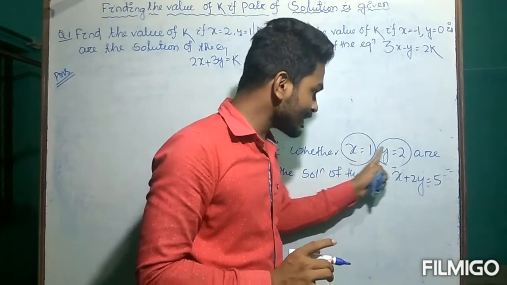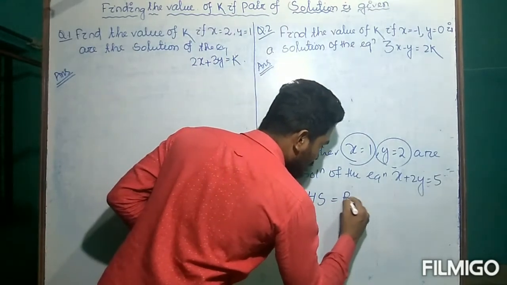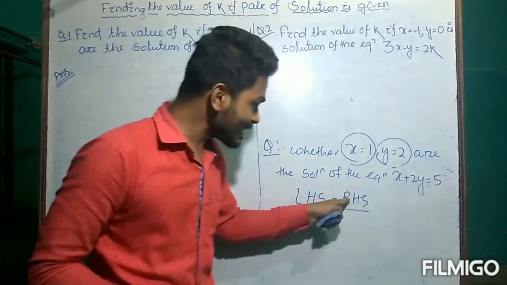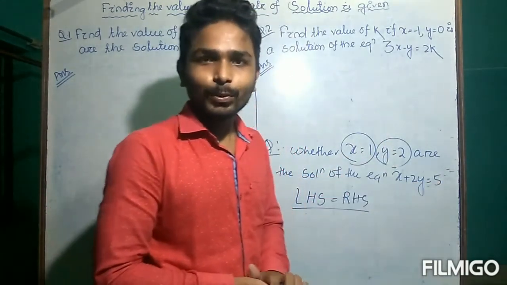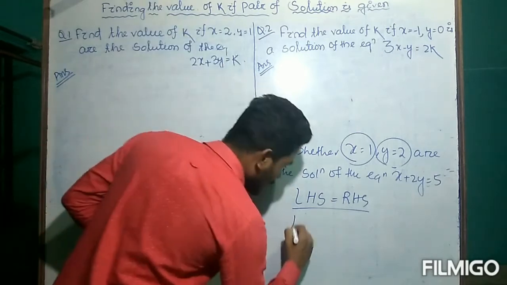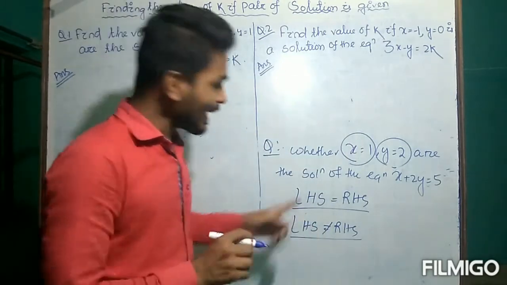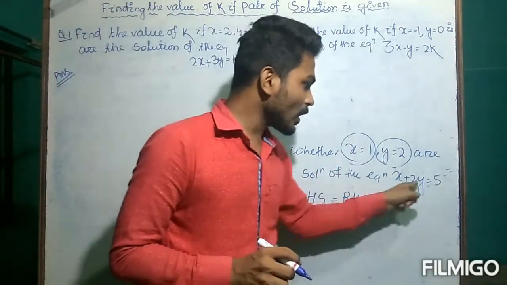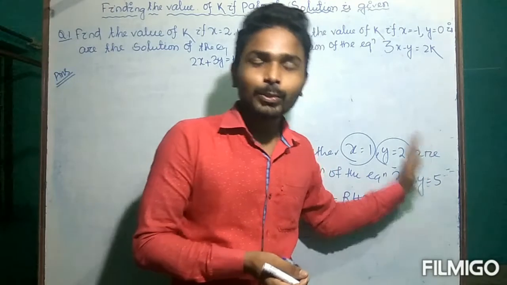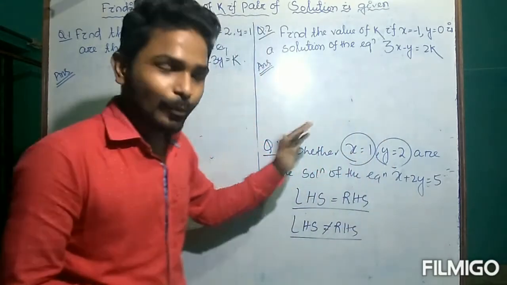After substituting the values of x and y in this equation, if we get LHS is equal to RHS, that means this equation is satisfied for x is equal to 1 and y is equal to 2, so these two are the real solution of the equation. But if we get LHS not equal to RHS, then it indicates that these two do not satisfy the equation, or they are not the real solution of the given linear equation in two variables. Understood? So these are the questions we faced in lecture 4.